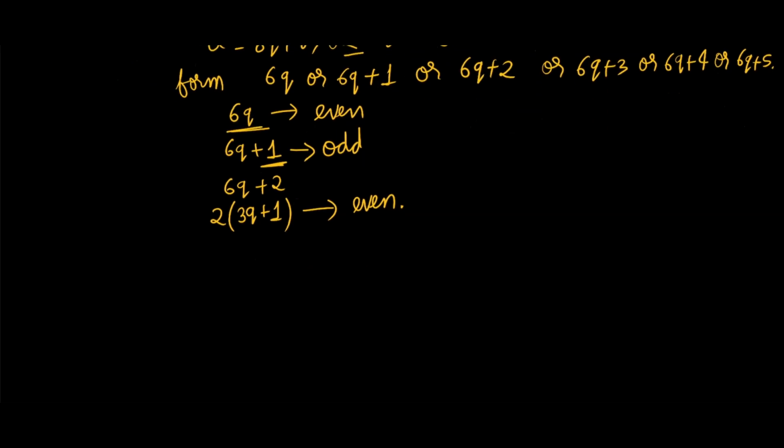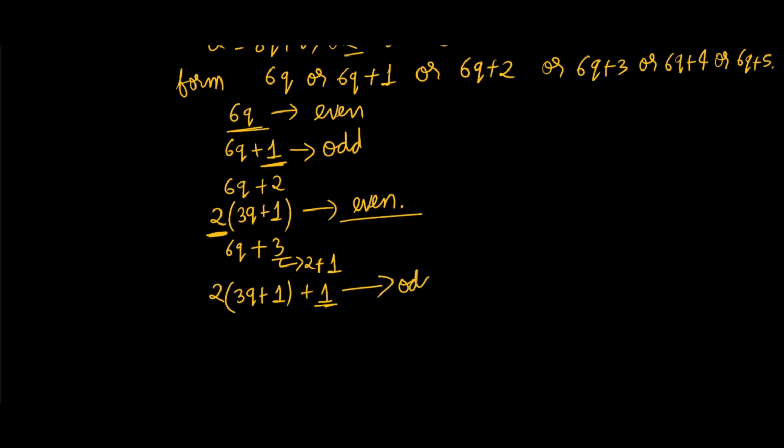So we will take 6q plus 3. So here we can write it in the form of 6q plus 2 plus 1. So from here we will take 2 common, so 2 into 3q plus 1, plus 1. So there is a remainder, and here it is a multiple of 2, so it is odd.